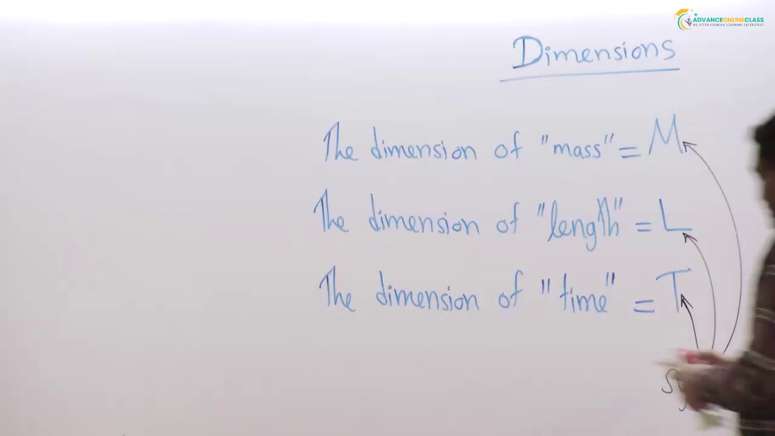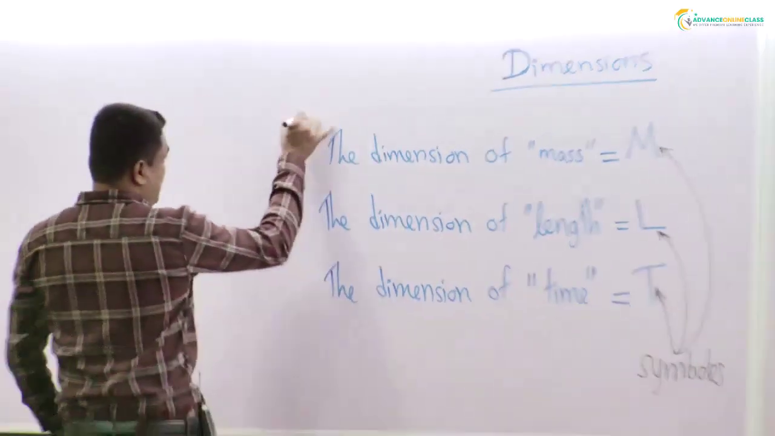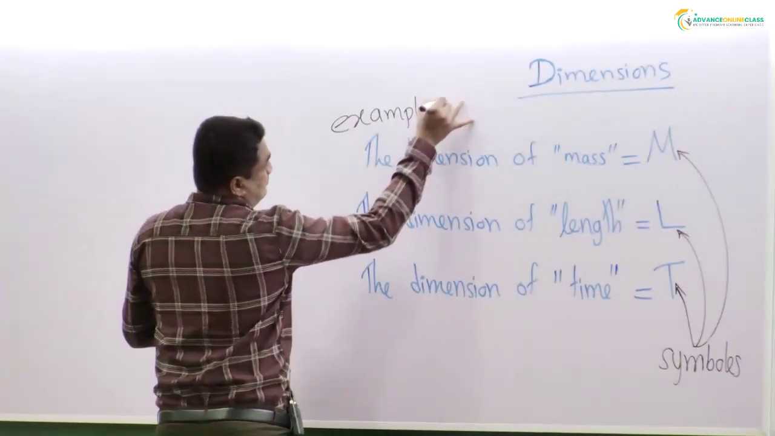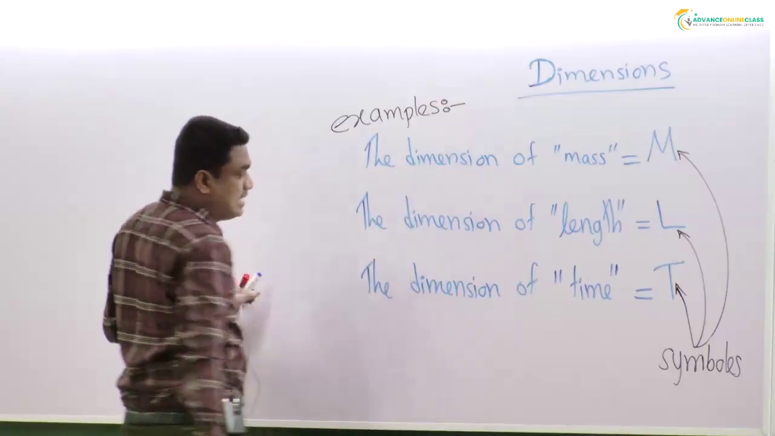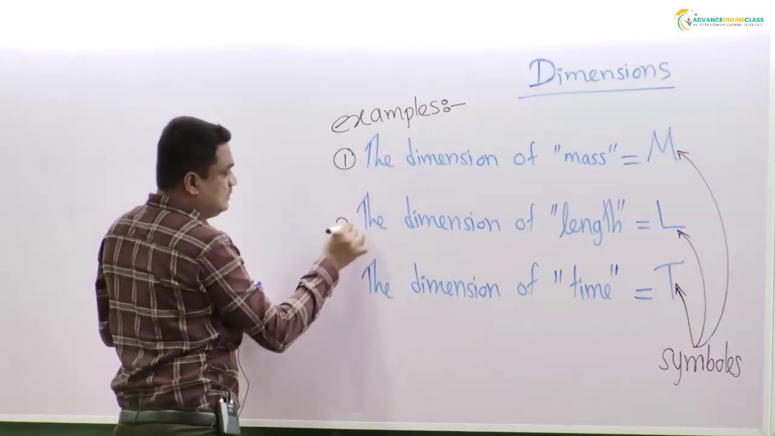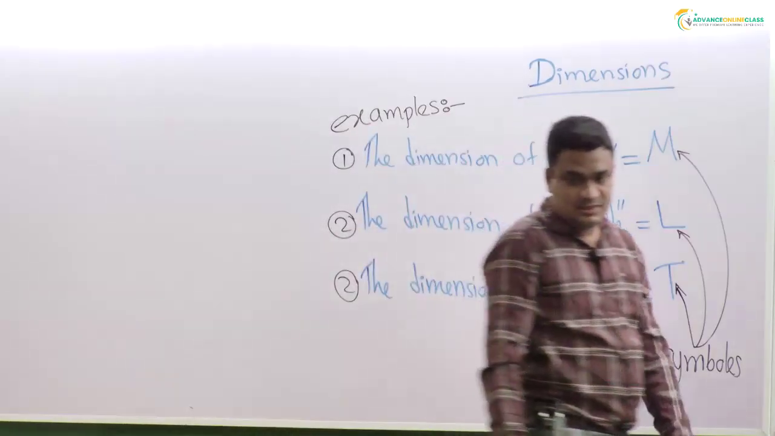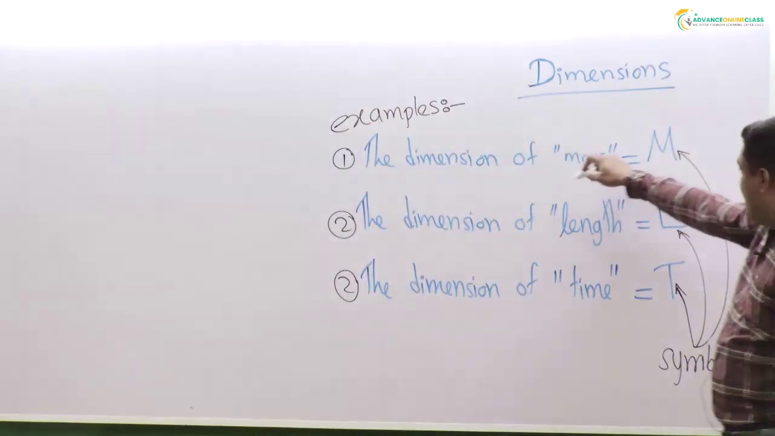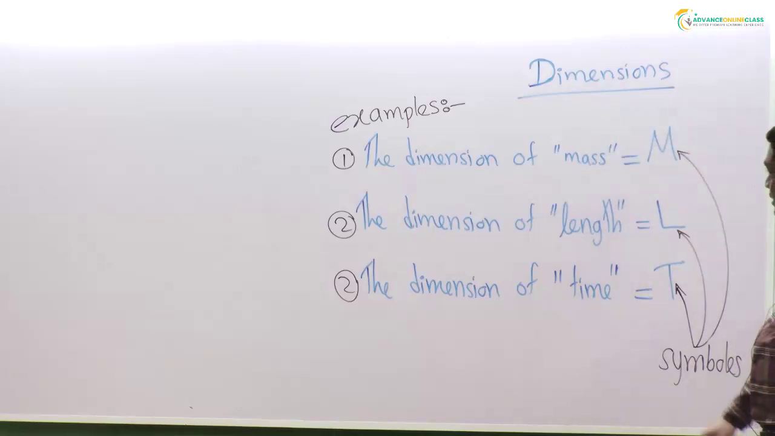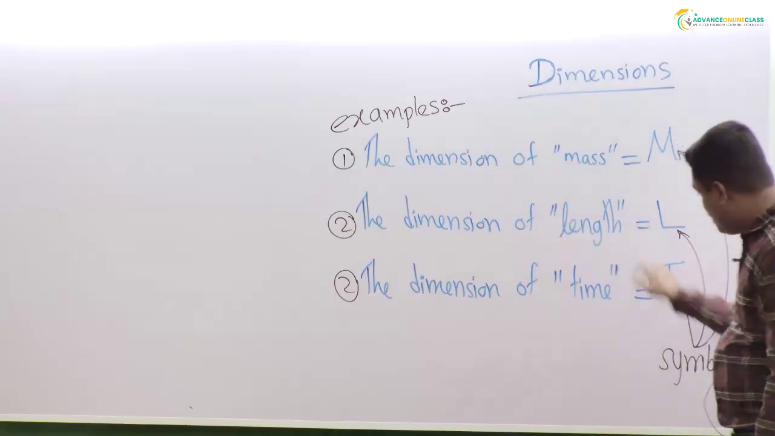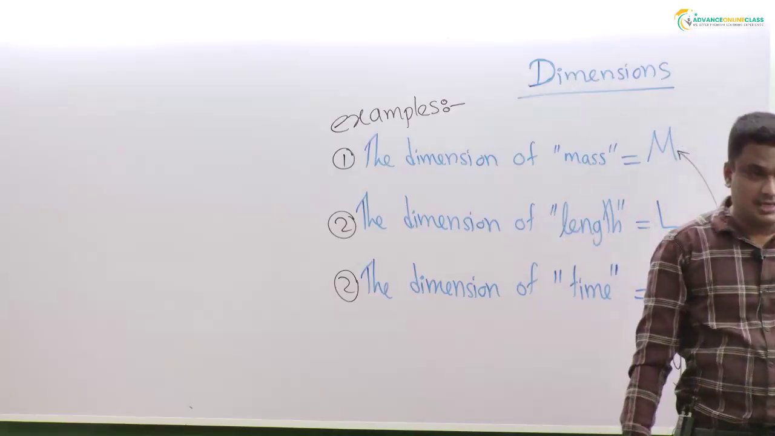Then please write examples. Write exactly like this. The dimension of mass, capital M, the dimension of length, capital L, the dimension of time, capital T.